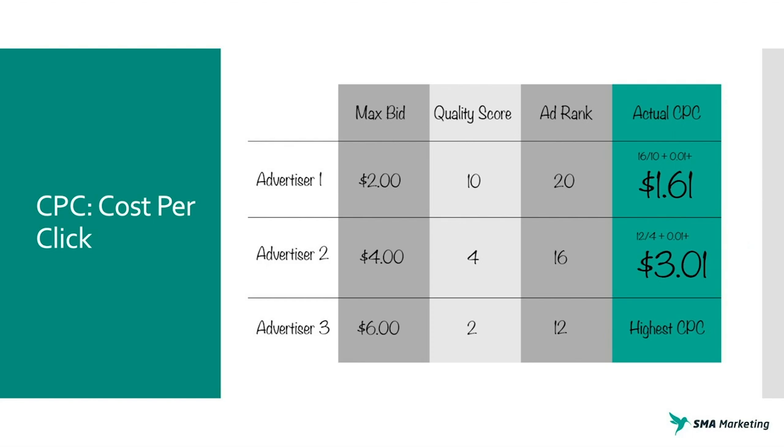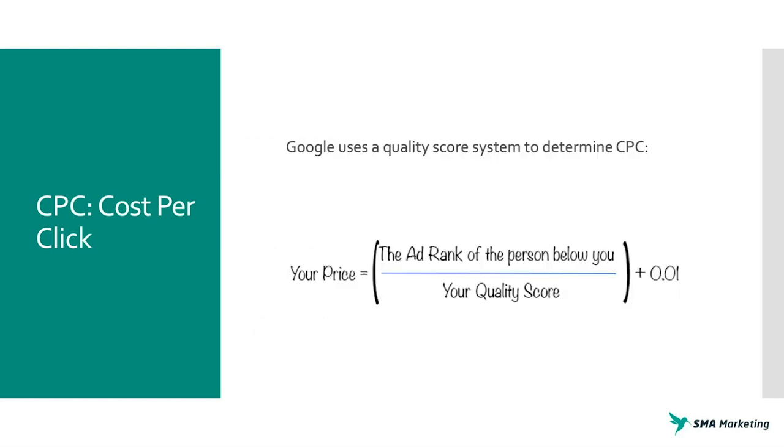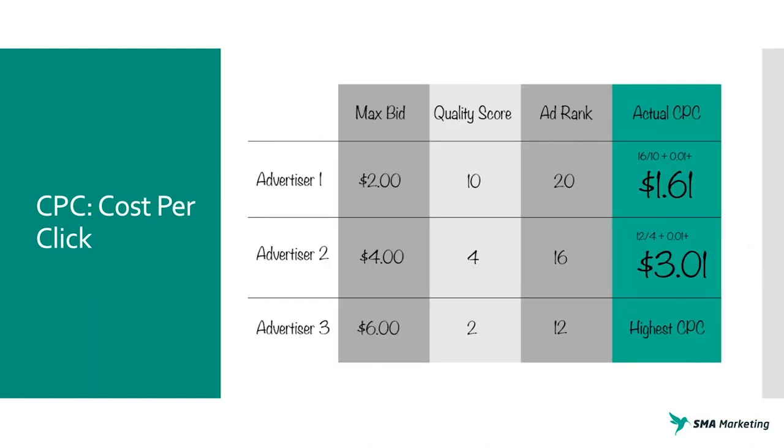Now, what Google will then do, like the equation we looked at right here, is take the ad rank of the person below you divided by your quality score. So this first guy, the person below them is going to be right here, number 16. So 16 divided by 10 plus 1 cent is $1.61. That's what they're actually going to pay per click. That's nearly 40 cents cheaper than what they said their maximum bid would be. So they're actually getting 40 more cents on the dollar just by having a better quality score and optimizing their campaigns to be stronger.